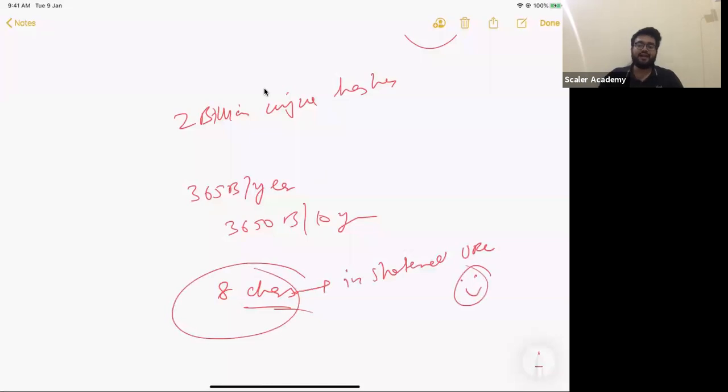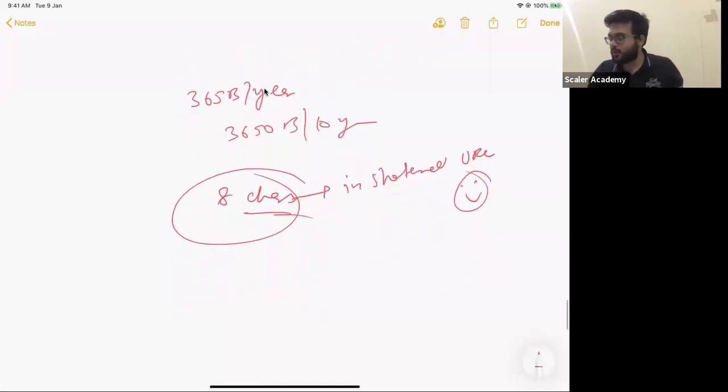Cool. We have that information. Now let's try to estimate for storage.